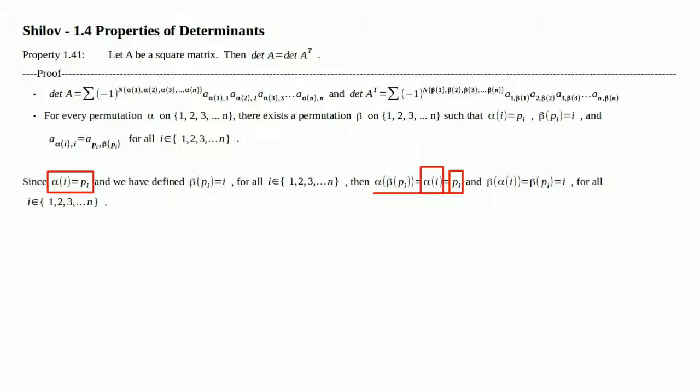Alright? Now the next one, how did I get that? The same way. Since alpha of i is just p sub i, then I'll just write p sub i instead of alpha of i. And since beta of p sub i is just i, then I'll just write i instead of beta of p sub i. It's that simple.